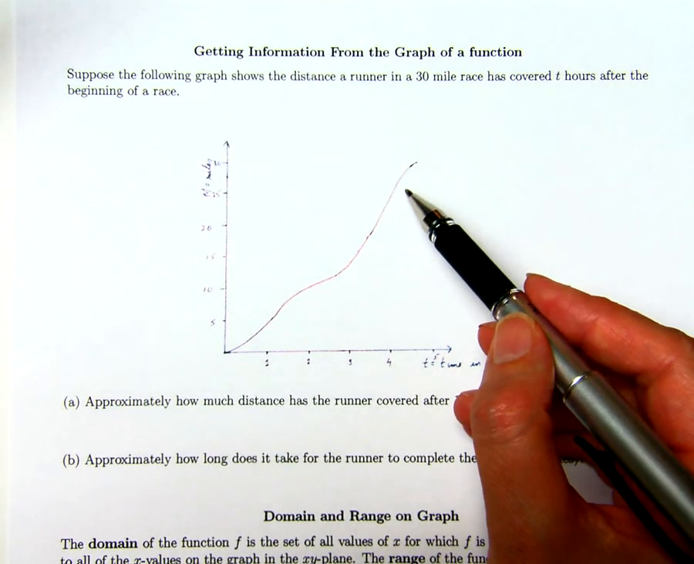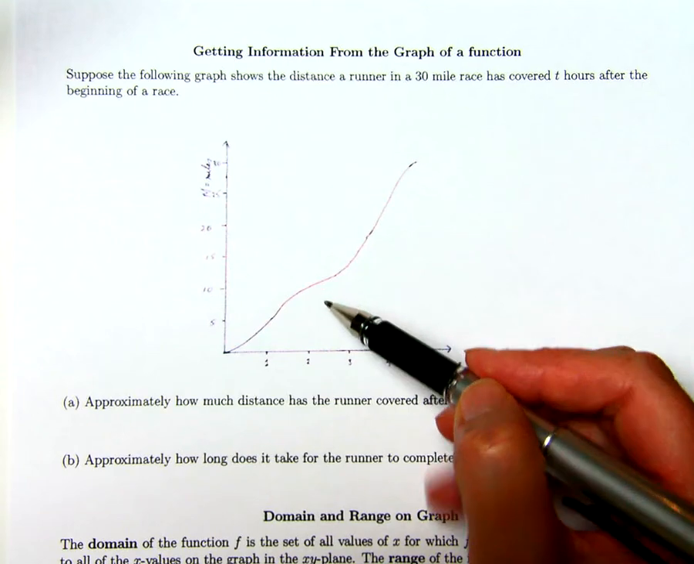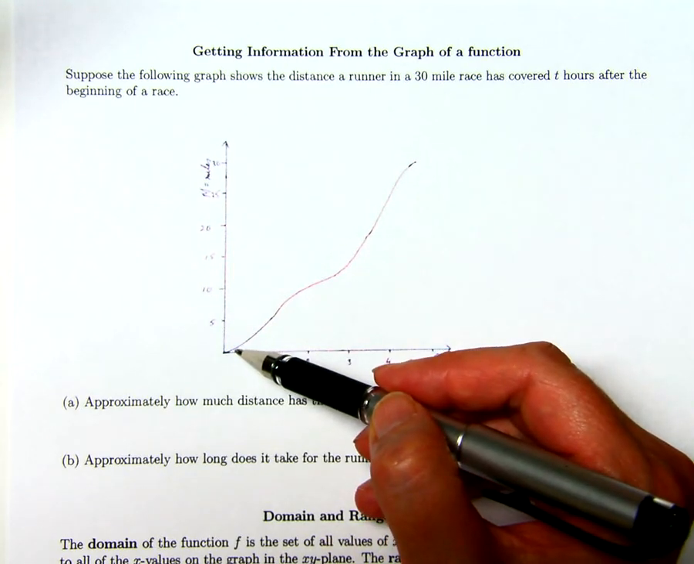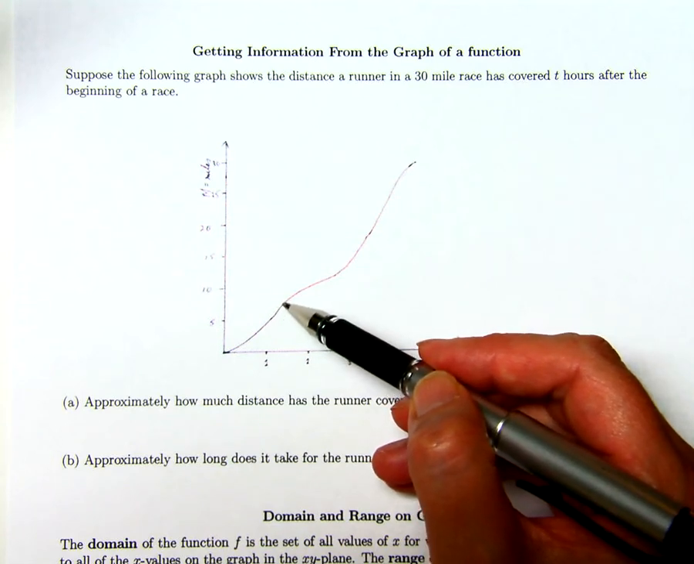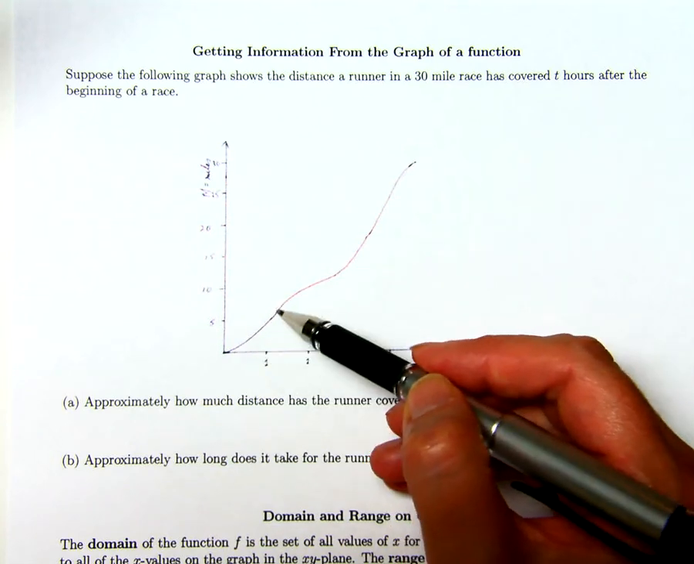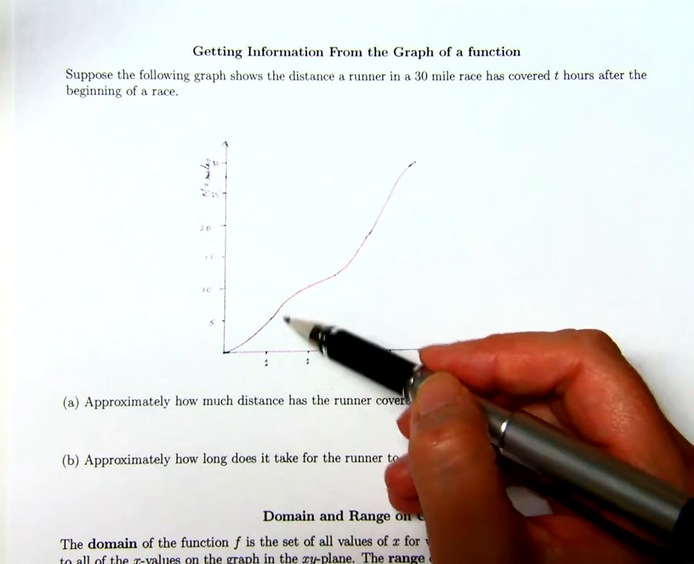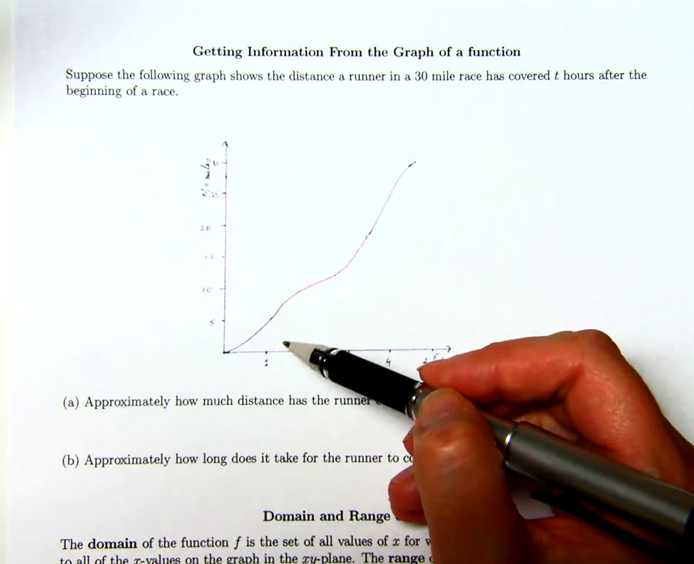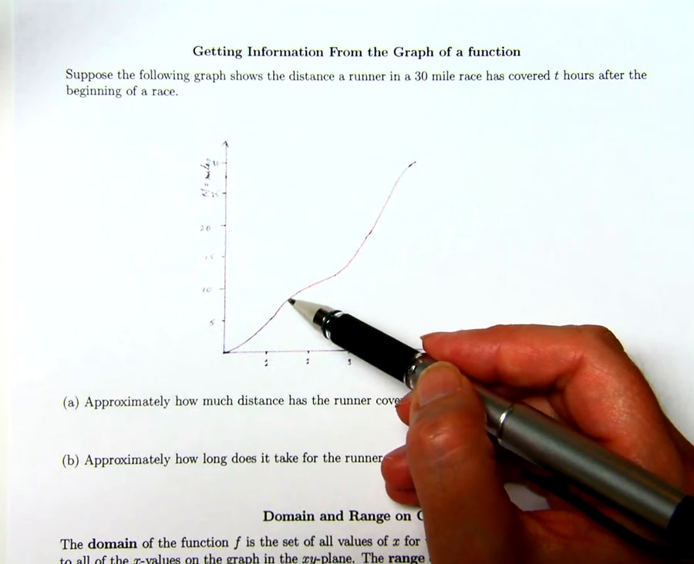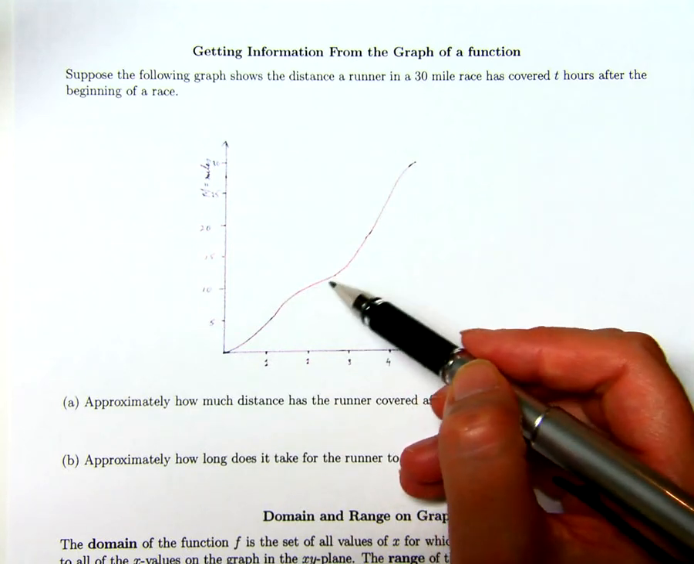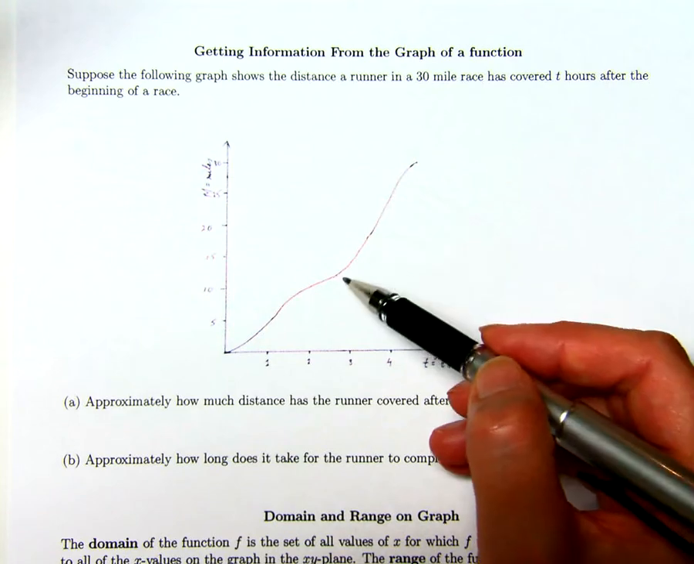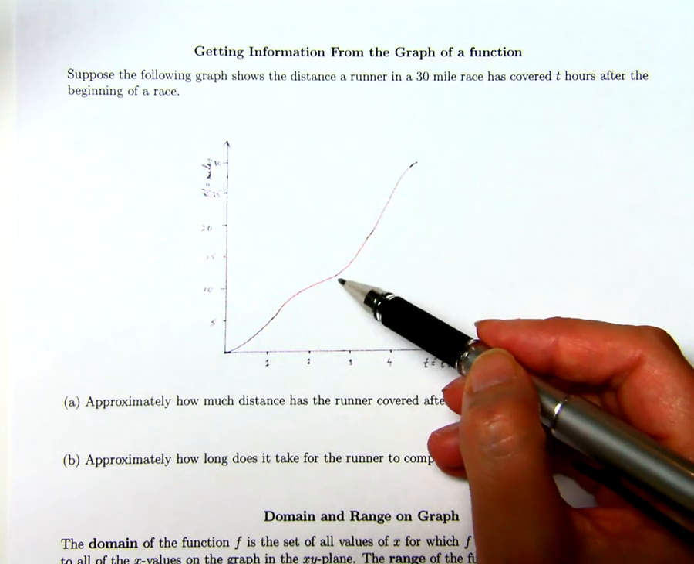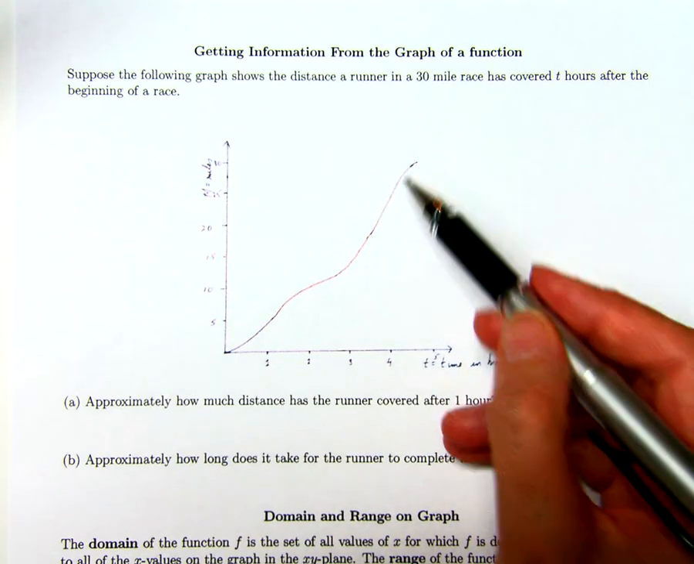Well, there's a lot of information here. We can see that he steadily increases the distance at basically a constant rate until about 1.5 hours into the race, and then the rate at which he increases the distance slackens off a little bit. Essentially, he takes a little bit of a rest here, and then he picks up the pace again after maybe 2 3/4 hours until the finish line.